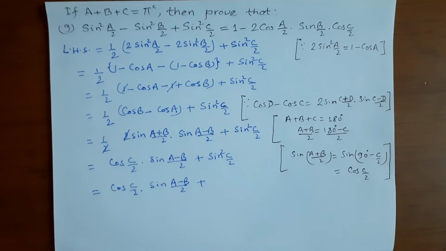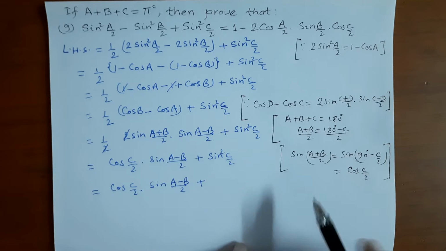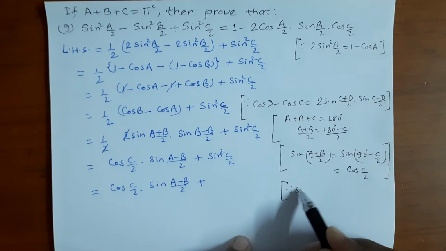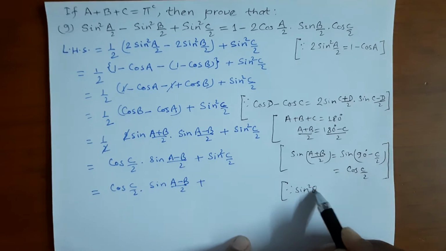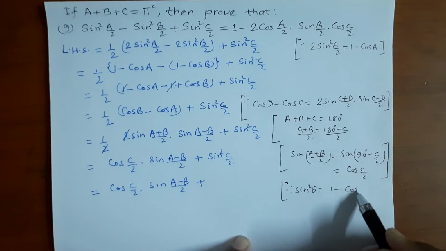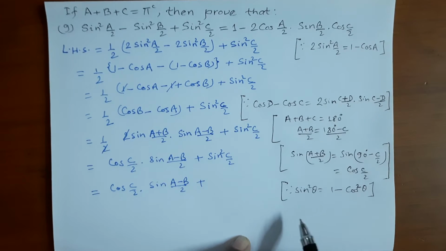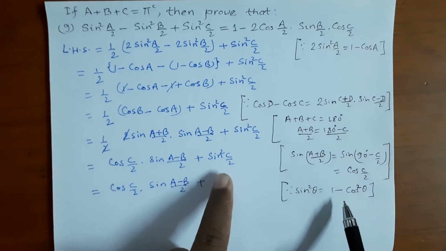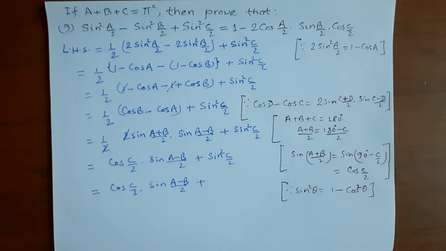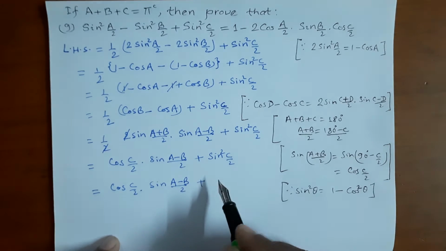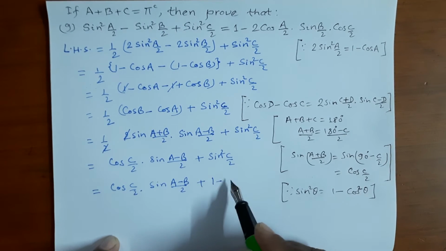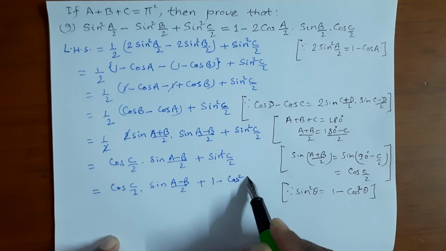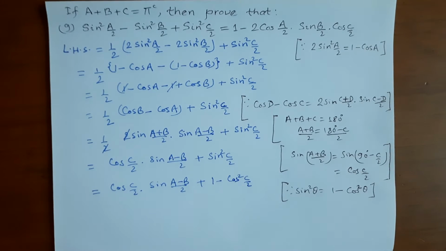We have the formula of sine square theta, that is sine square theta equals 1 minus cos square theta. So using this formula, in place of theta we have c/2, so it will be 1 minus cos square c/2. So let's write that one. Sine square c/2 is 1 minus cos square c/2.